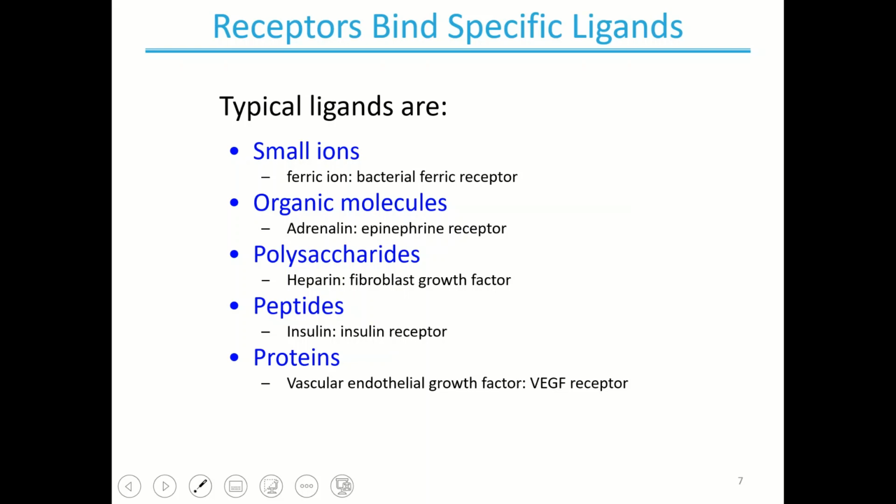Polysaccharides, those are multiple sugar molecules attached in a chain. Peptides, small sequences of amino acids, can be signaling molecules, and an example there would be insulin. And then proteins themselves, things like growth factors, usually larger proteins, can be signaling molecules.